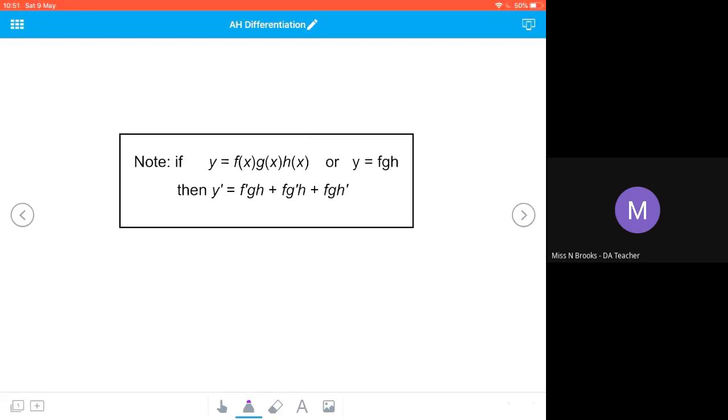Now the final thing to note is that if we have a function that's a product of more than one function, so for example if we've got y equals f of x times g of x times h of x, or y equals fgh in Lagrange notation, then y prime is going to be equal to f prime g times h plus f times g prime times h plus f times g times h prime, and you can expand that for the product of as many functions as you possibly want.